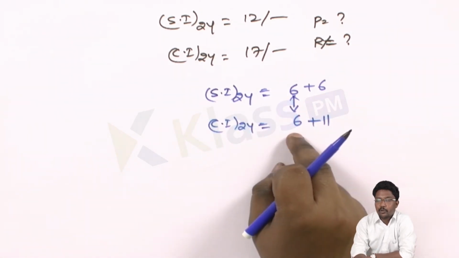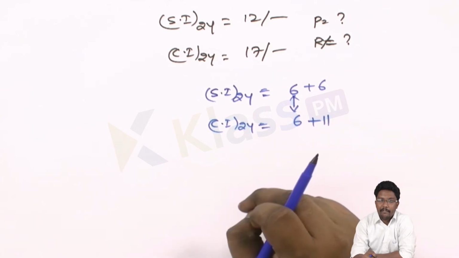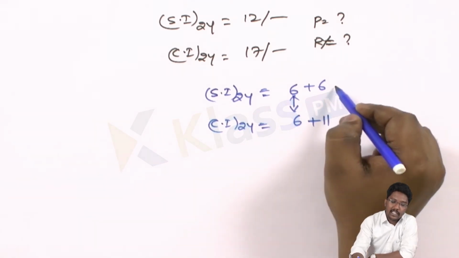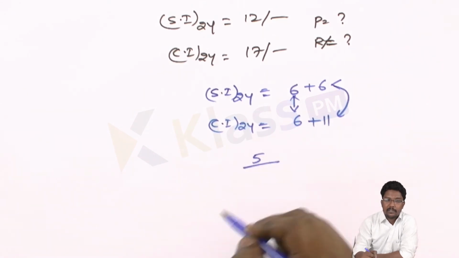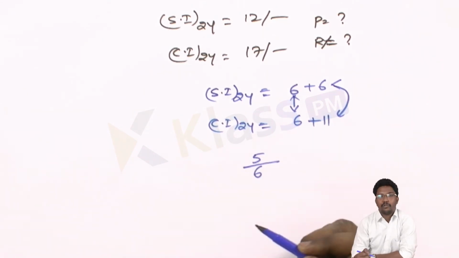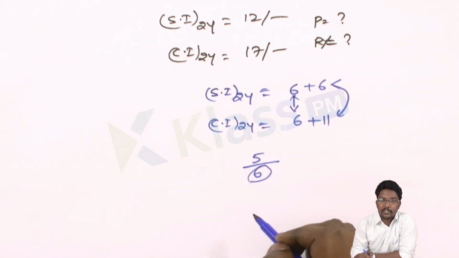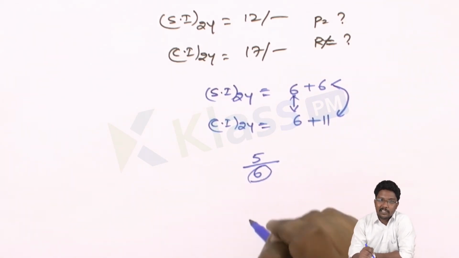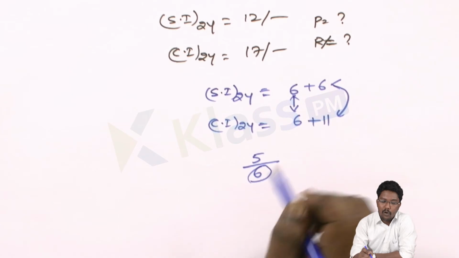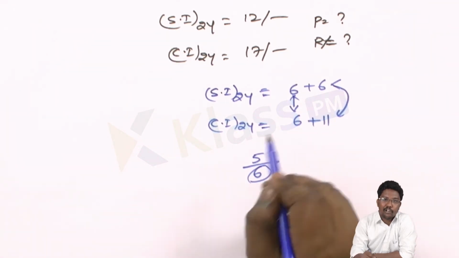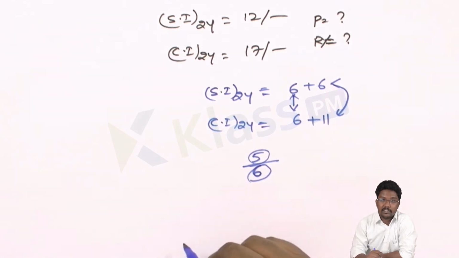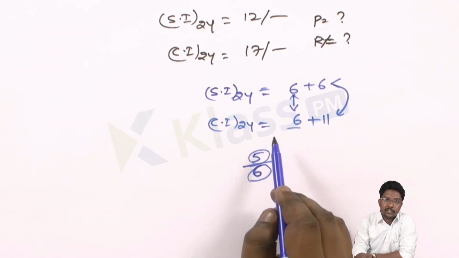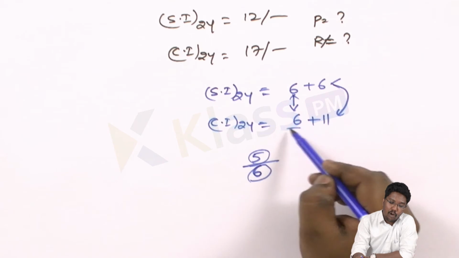So first year it is 6 rupees. Second year it is 11 rupees. So what is the extra amount I am paying in the second year? 5 rupees. Upon how much? 6 rupees. Why am I considering 6 rupees? Because compound interest is nothing but interest on interest. So the extra value is interest on interest. So 5 rupees is extra on 6 rupees interest. Initial interest is 6 rupees, so I am paying 5 rupees extra as interest on interest.